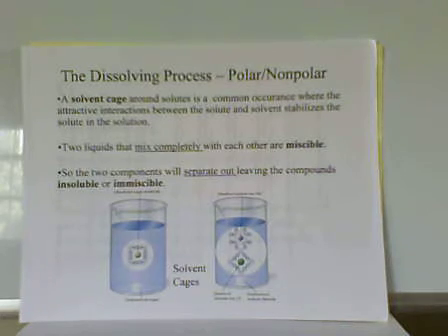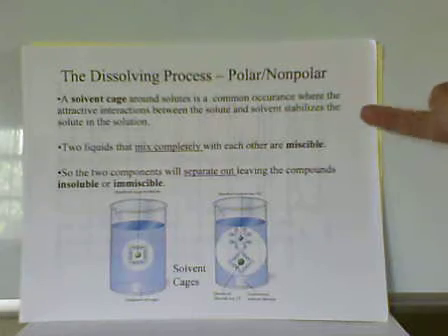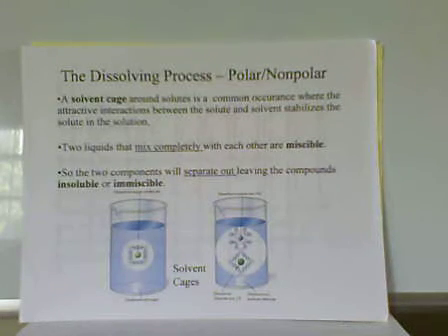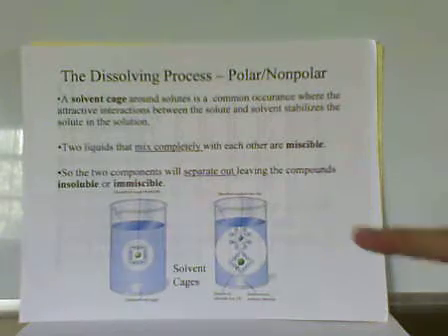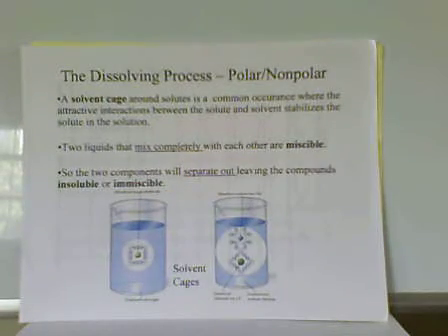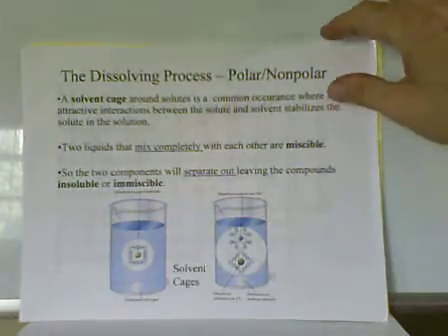If we can mix two liquids completely together, such as alcohol and water, these are miscible. Liquids that will separate out upon standing, such as oil and vinegar, are immiscible. If we're talking about a solid not dissolving, then it would be insoluble.